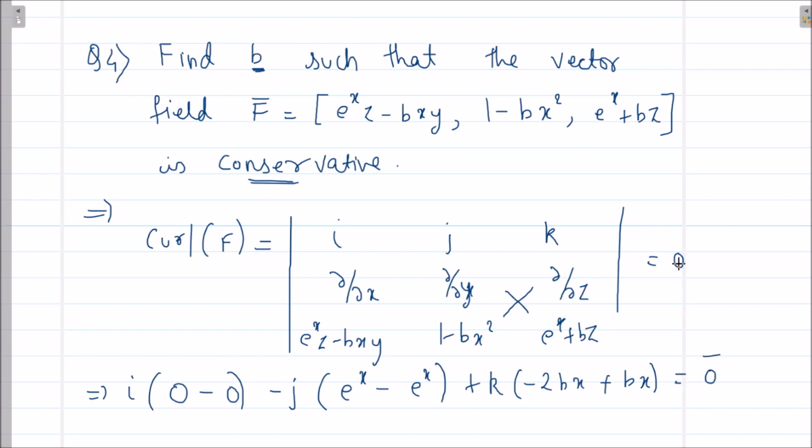0 means 0 vector. Now from here, what do you have? The k component is nothing but minus 2bx plus bx. So you have bx equal to 0. So this is true for all x. So when x is non-zero, this implies that b has to be 0. So only when b is 0 is this vector field conservative. I hope this is clear. If you feel my calculation is incorrect, you can definitely correct me in the comment section. Okay, cool. Let's go for the next one.